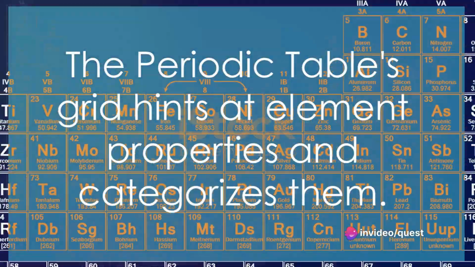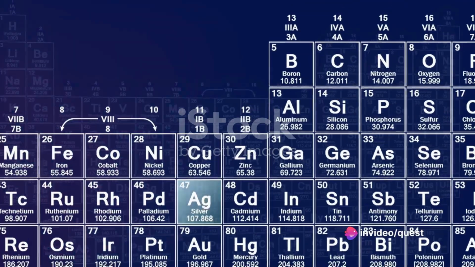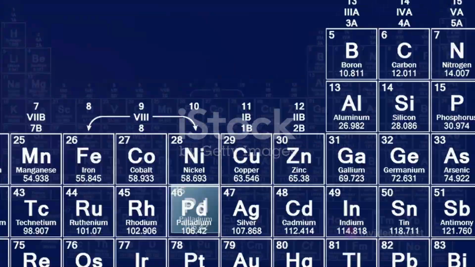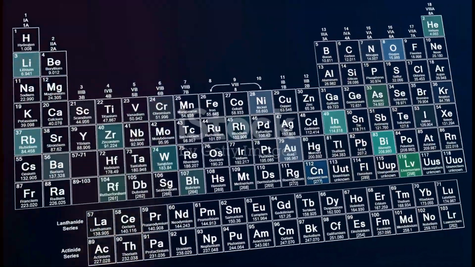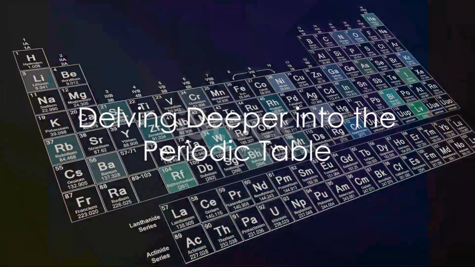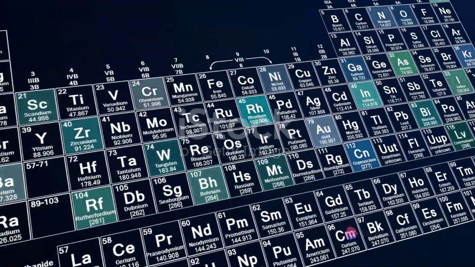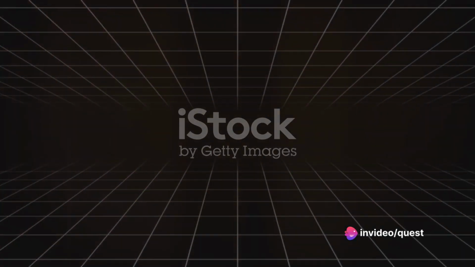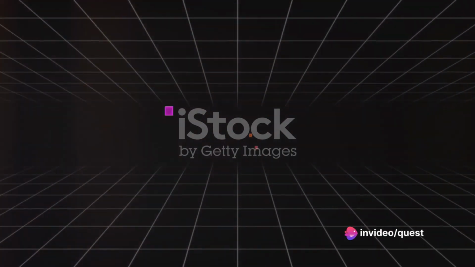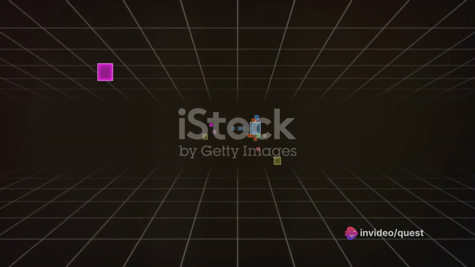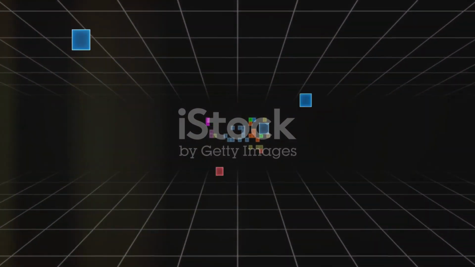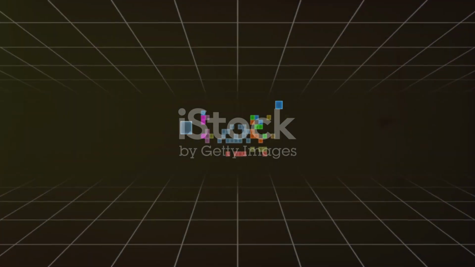Periods and groups form the grid of the periodic table, a grid that not only categorizes elements but also hints at their properties. Now let's delve deeper into the secrets of the periodic table. The periodic table is divided into 4 distinct blocks: the S block, P block, D block, and F block. These blocks aren't mere categories, they represent the atomic orbitals that are occupied by electrons.